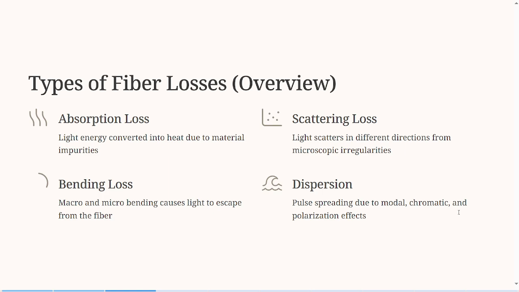As light travels through the fiber, it experiences different kinds of losses. The main types are absorption loss, scattering loss, bending loss, and dispersion. Each of these reduces the strength or quality of the signal in a different way. Let's look at them one by one.